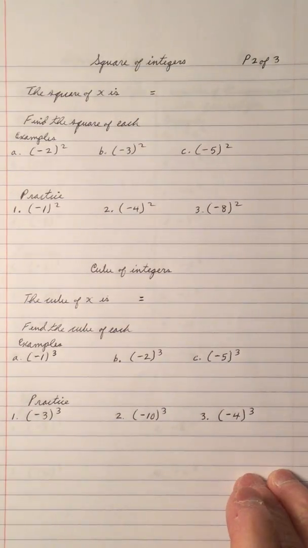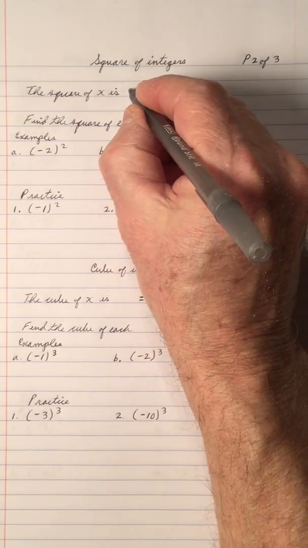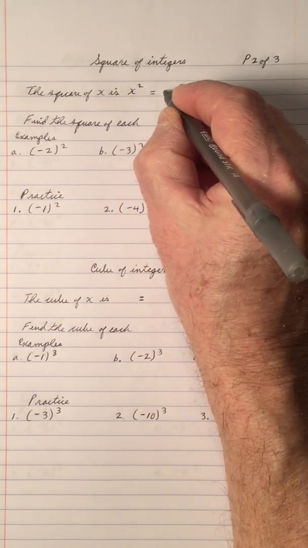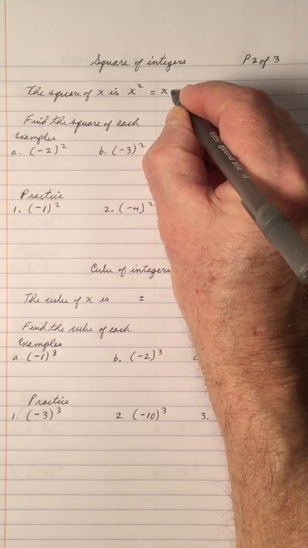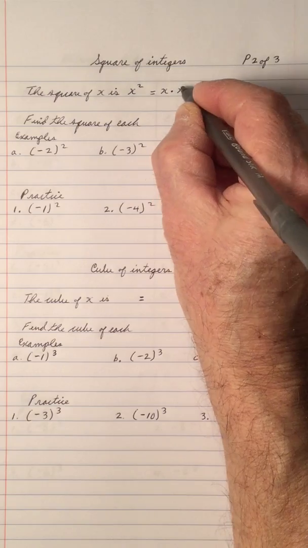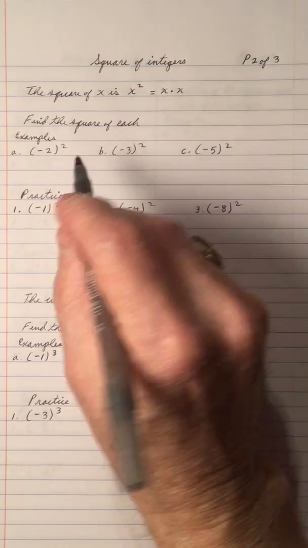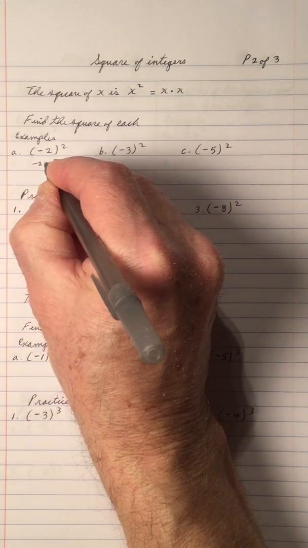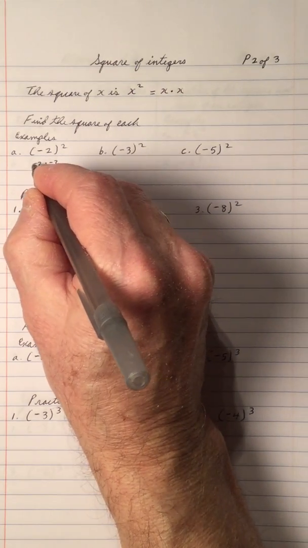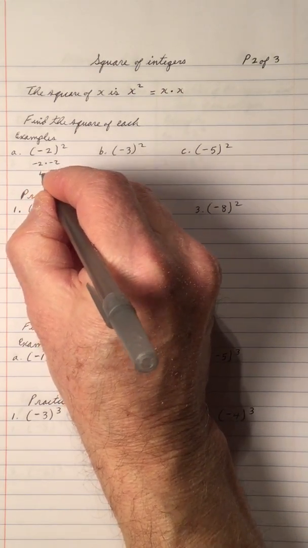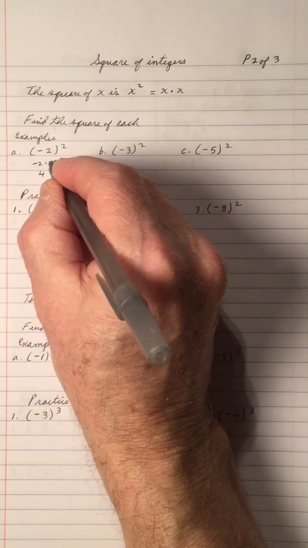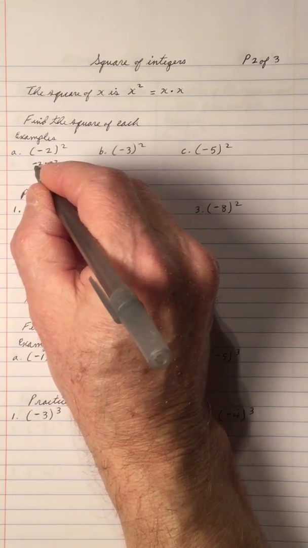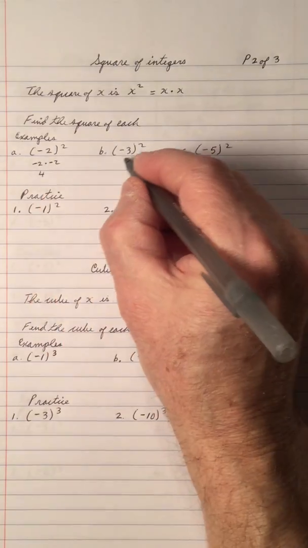The square of an integer. The square of x is written as x squared, which is x times x. I'll use a dot for multiplication. Find the square of each. Negative 2 squared is negative 2 times negative 2. Negative times negative is a positive, so it's a 4. Because you have like signs, you get a positive.